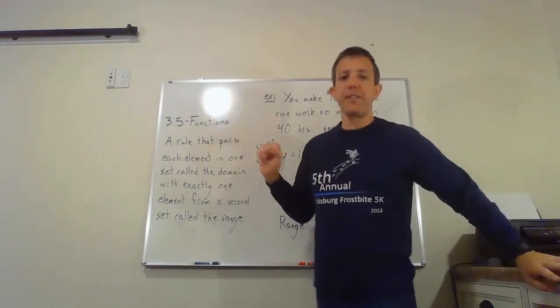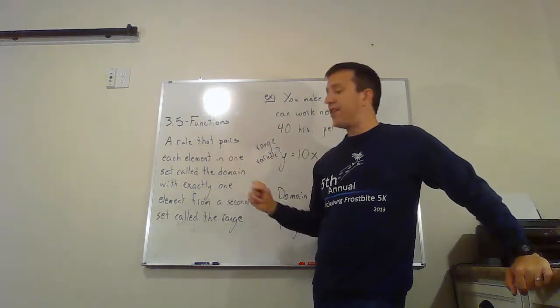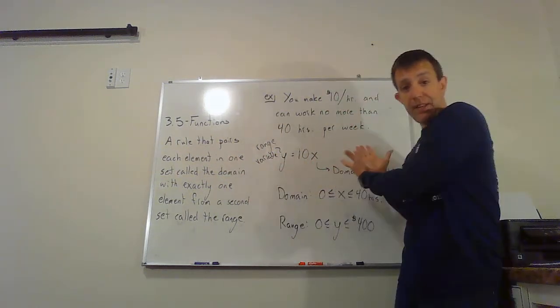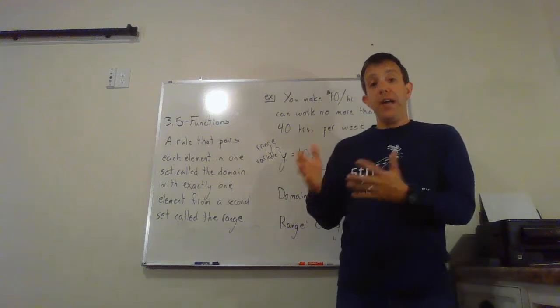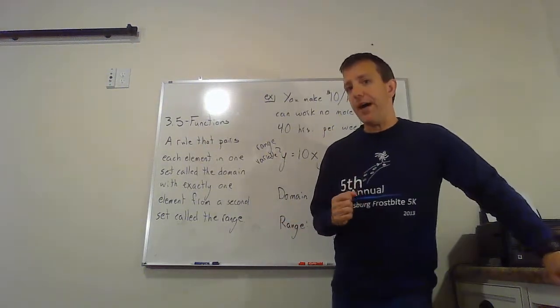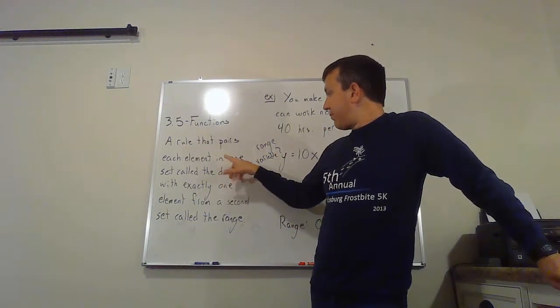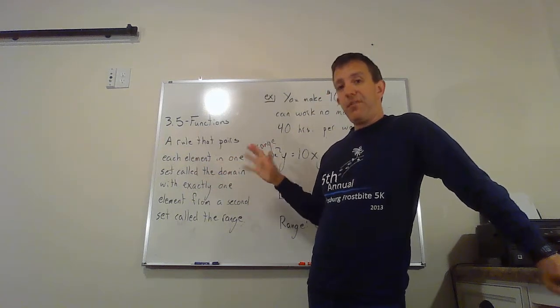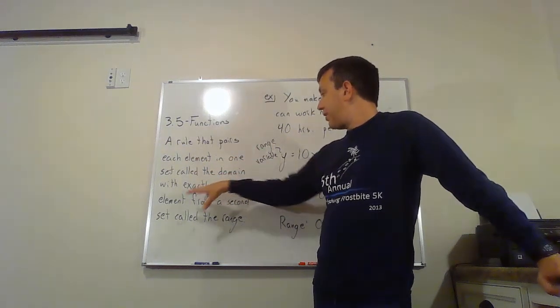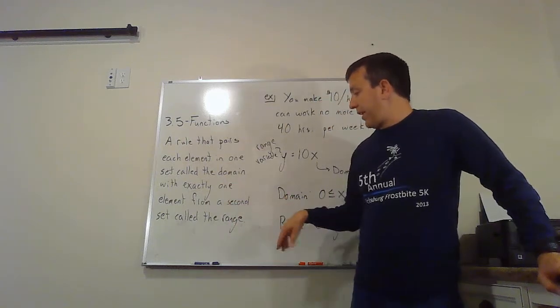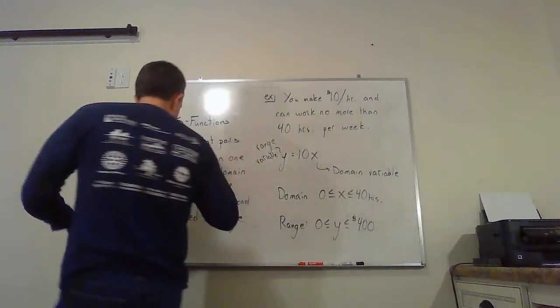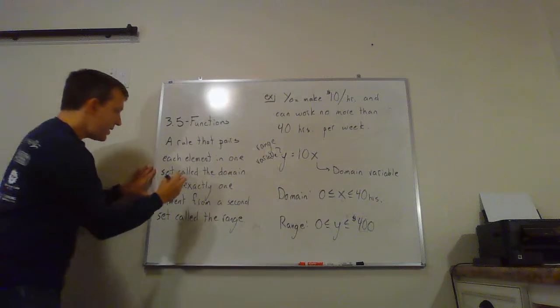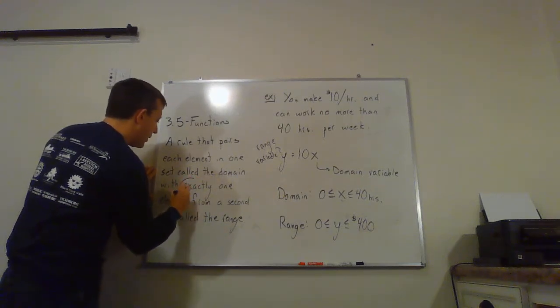All right, so we have this definition. It's a rule that pairs each element. Okay, we have this equation over here that we use to pair hours and money made. Great, got it. But here's the rest of it. Each element in one set called the domain, okay, we're still working on that, with exactly one element from a second set called the range. And what I really want to zoom in on here for a second is this "exactly one."